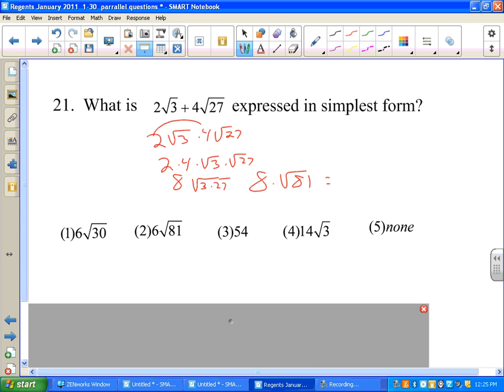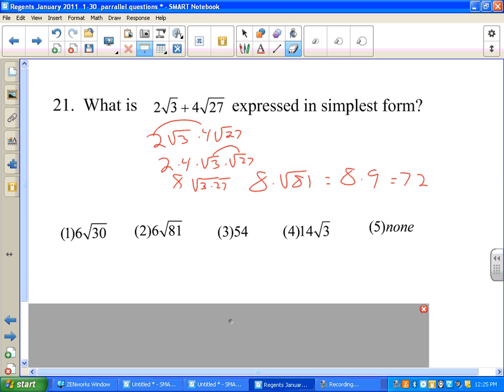Oh, well, the square root of 81 is 9. So if we're going to multiply them together, we would get 72. You don't have to get a common number inside the radical to multiply them or to divide them. You only have to do it when you're adding and subtracting.